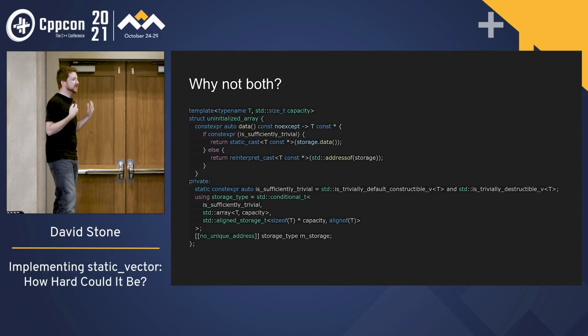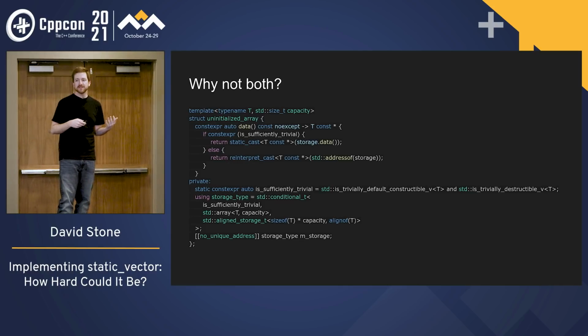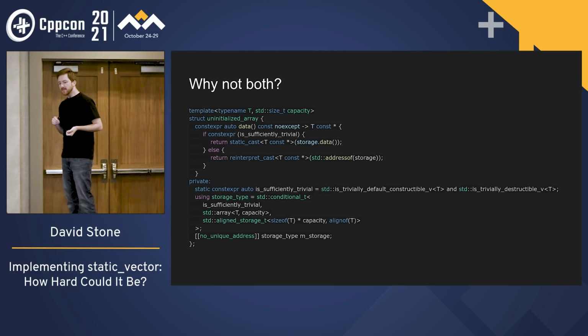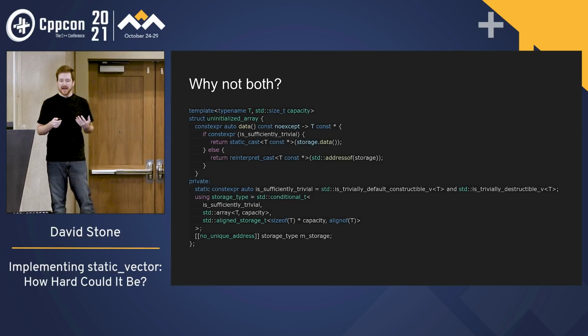So now we can have a static vector of int and use it at compile time, and everything's good. But if we wanted a static vector of, say, strings, we're out of luck right now. So is there anything smarter we can do here?